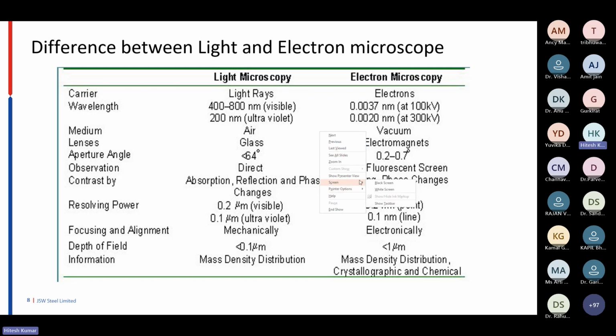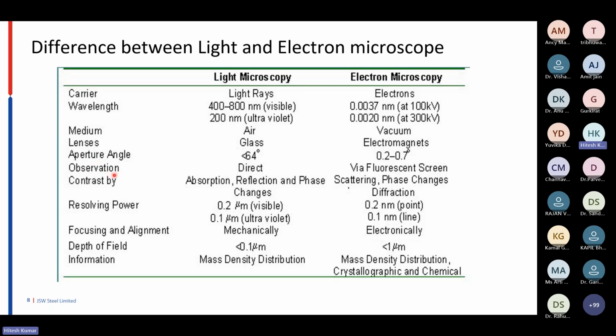Then the third is lenses. In light microscopy, we require only glass lenses, but here we need electromagnetic lenses. As you know, electrons have two types of nature: it is a particle as well as a wave. So to converge those, we need electromagnetic lenses.